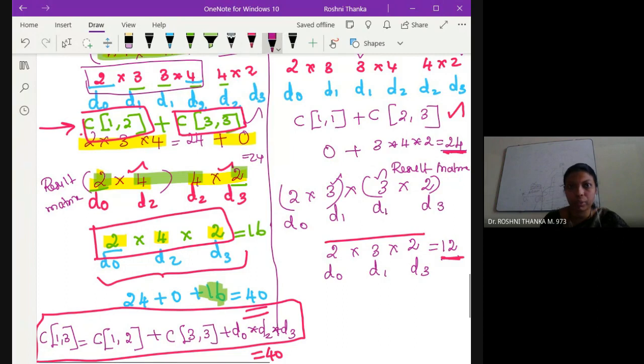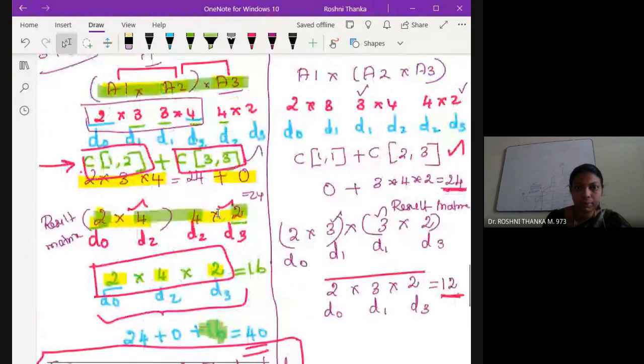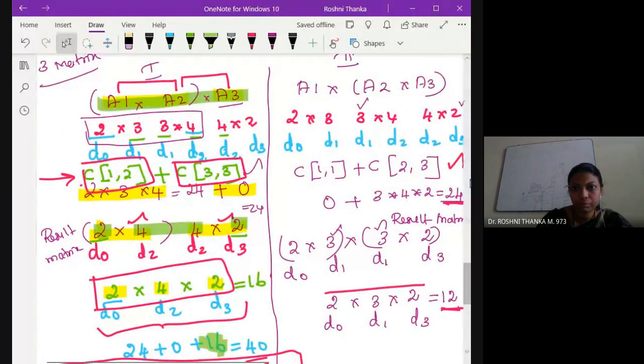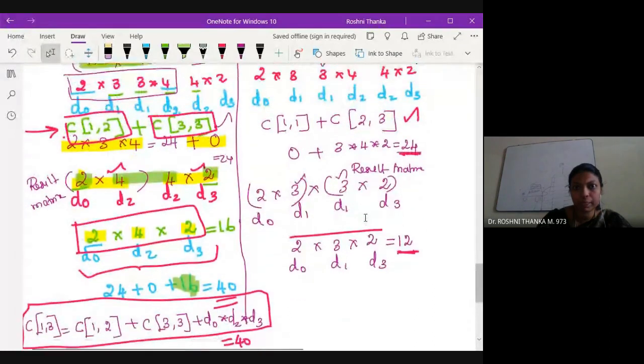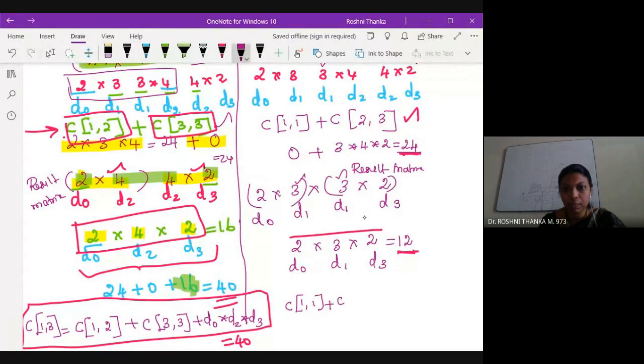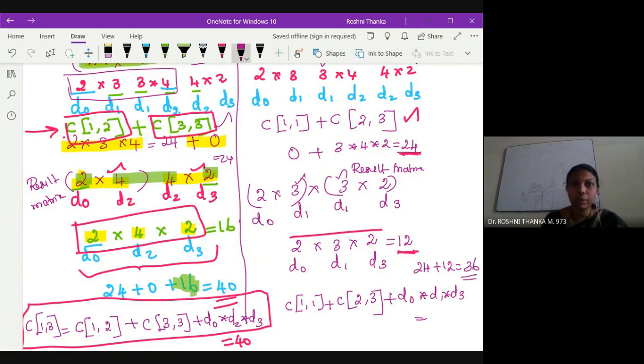So if I write it together, same thing you will get. I can write it as cost of 2, 3 plus cost of 1, 1 plus D0 into D1 into D3. Totally, what will you get? 24 plus 12. What is 24 plus 12? 36. Right? So now here itself you can understand. In the first method, the cost is 40. In the second method, the cost is 36.